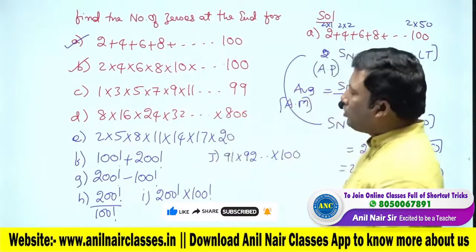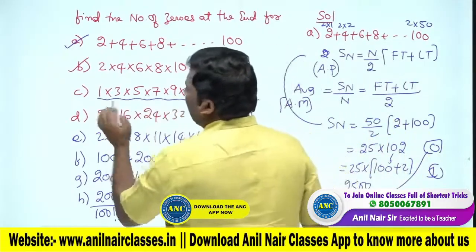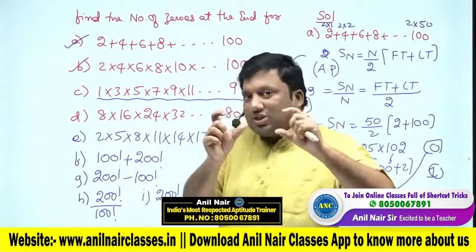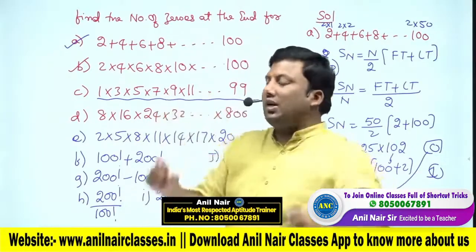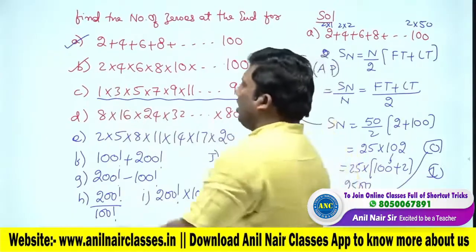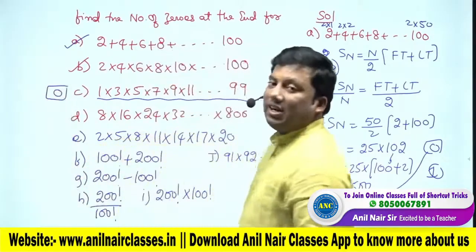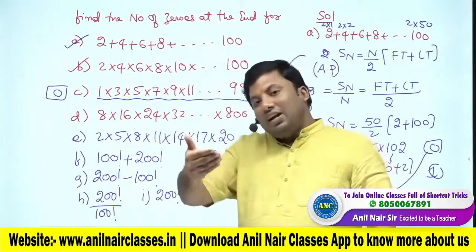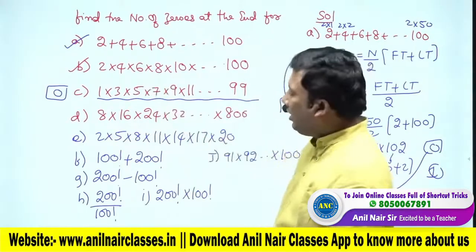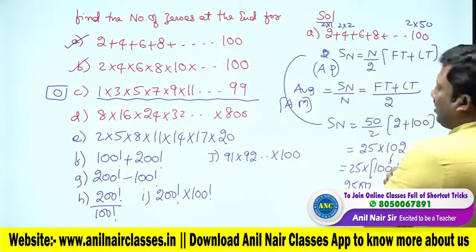1 into 3 into 5 into 7 into 9 into 11. These are all odd numbers. To get the power of 10, we require at least a single power of 2 and a single power of 5. A single power of 2 does not come in this series. So the number of zeros in this third one is 0. Why? Because 10 is a combination of 2 and 5, and a factor of 2 does not come in an odd number set.